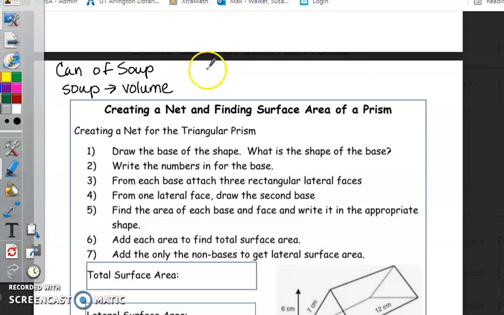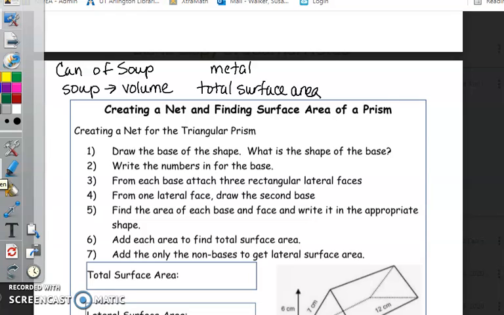Then you have the metal that surrounds the soup. It makes up the outside. We call that total surface area. So the metal is the outside. It covers all the way around. It has a top and a bottom.